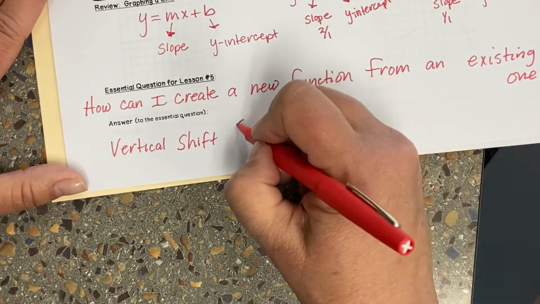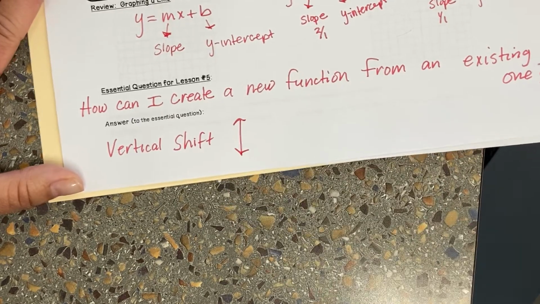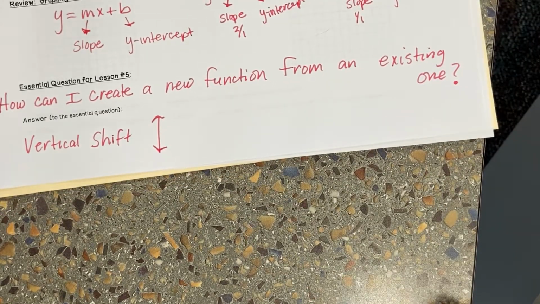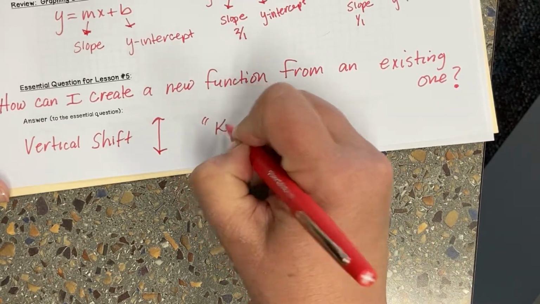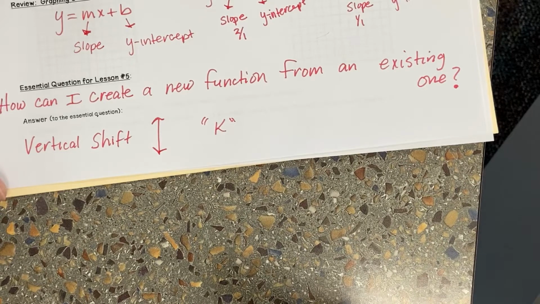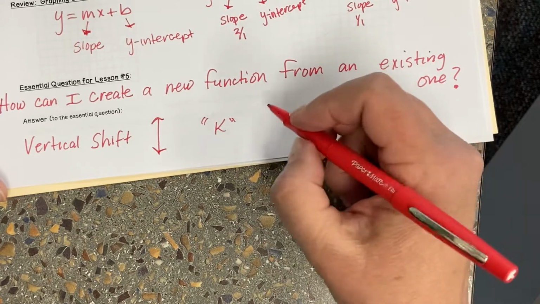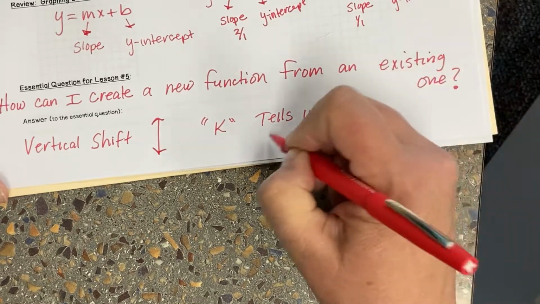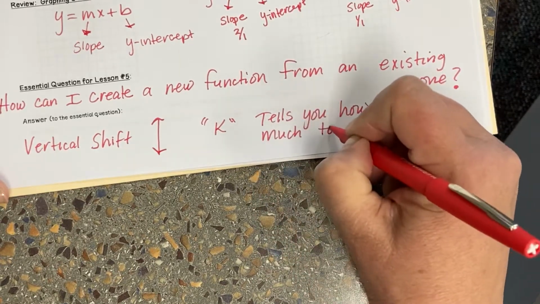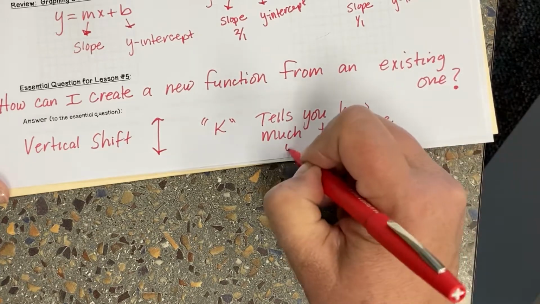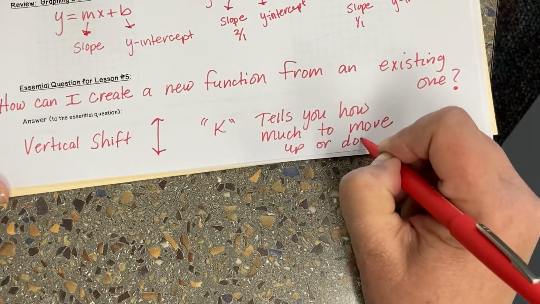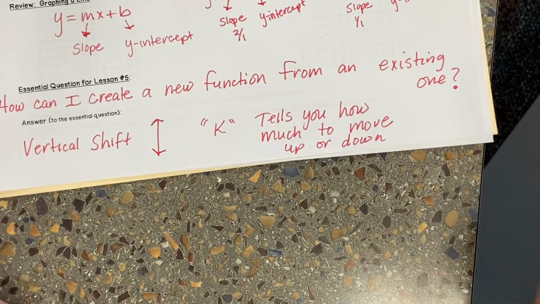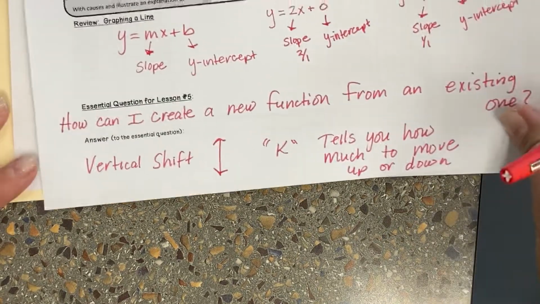That means we're going to take a function and we're either going to move it up or down. And they have a variable that represents that, and that's a K. I don't know why it's a K, it's just a K. So this tells you how much to move it up or down. Now obviously if it's a positive number, you're going to go up. If it's a negative number, you're going to go down. All right, next page.